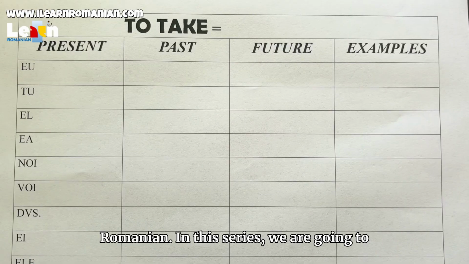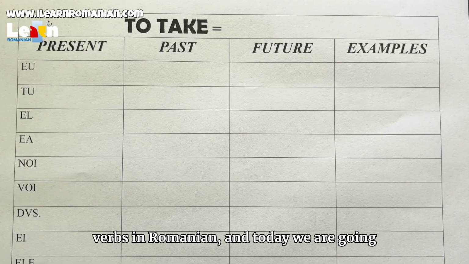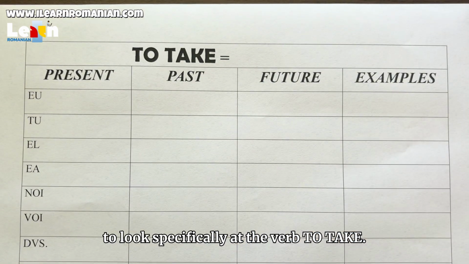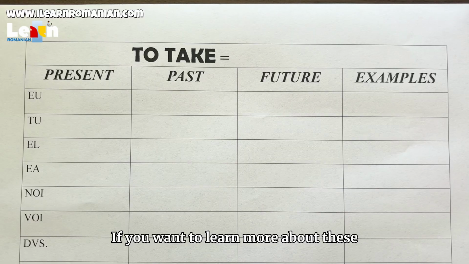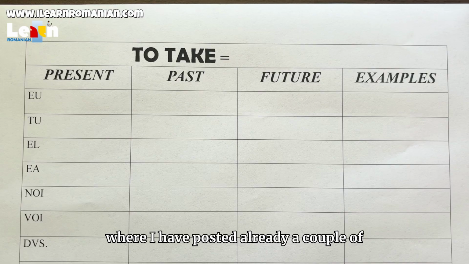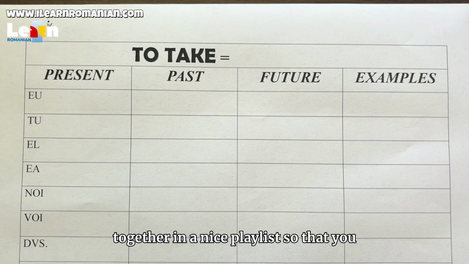In this series, we are going to continue learning about the irregular verbs in Romanian, and today we are going to look specifically at the verb to take. If you want to learn more about these verbs, make sure you check my channel where I have already posted a couple of irregular verbs, and all of them are put together in a nice playlist so that you can easily find it.